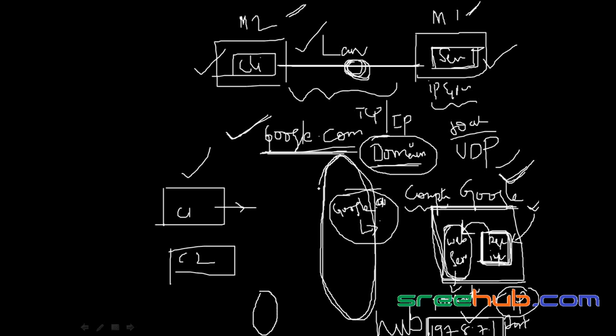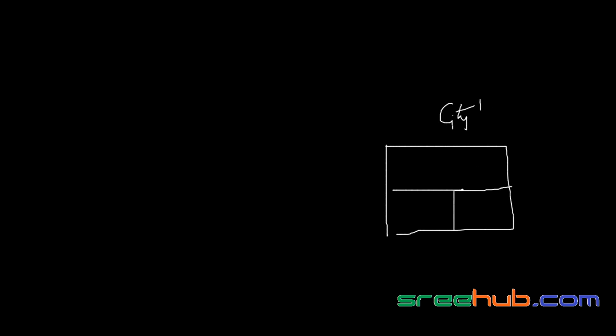Now, how is this big hub created? Let us say you are in city 1. That city 1 will have one hub. Let me just create that picture. Let us say there is a city 1, and in that city 1, let us say there are 3 streets. So street 1 has got one hub. Hub is nothing but what the providers give you when you take an internet connection.